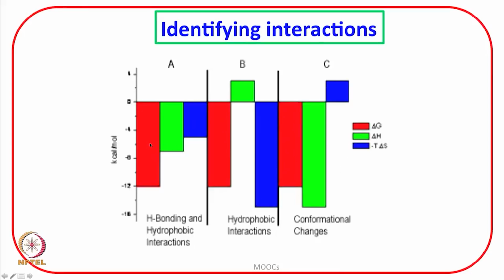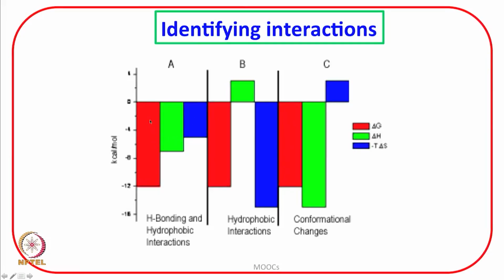The red color bar represents delta G naught, the green represents delta H naught and the blue represents delta S naught, but in the form of minus T delta S. So, that means this delta H and delta S in the form of minus T delta S are the two contributions to delta G. The downward bars represent negative values and the upward bars represent positive values. Let us look at the first panel.